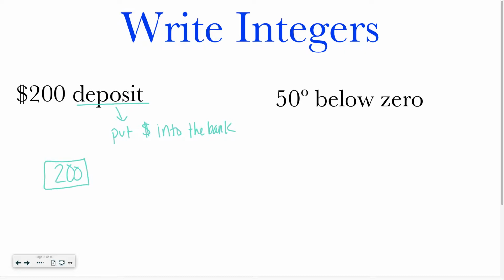If I were to say withdraw $200, it would be negative. You're taking it away. Okay, but deposit means you're putting money into the bank. 50 degrees below 0. Below, that's going to be a negative 50. So that's how I would write those two integers. I'd have a positive 200 or a negative 50.